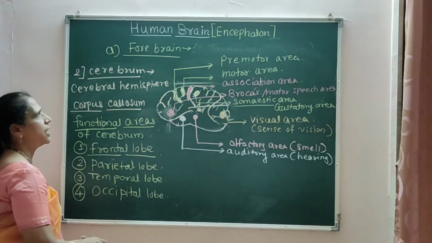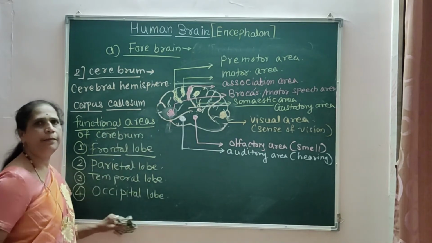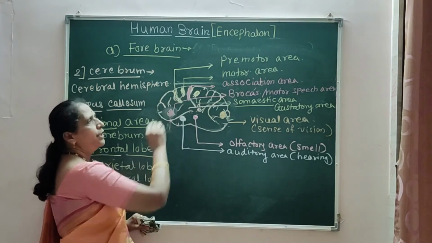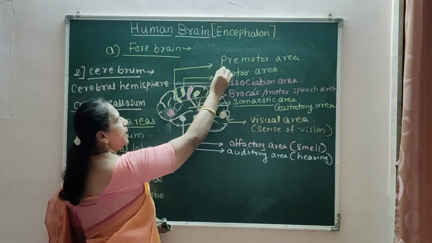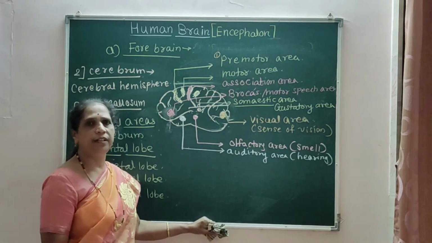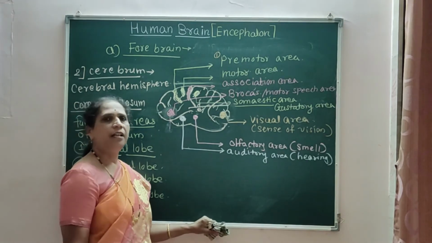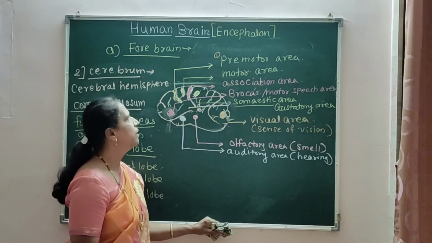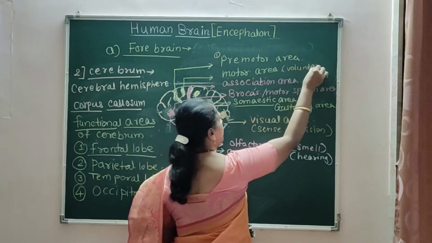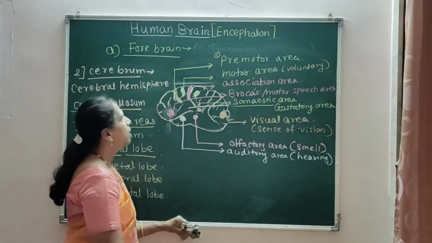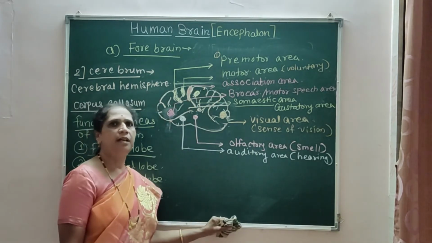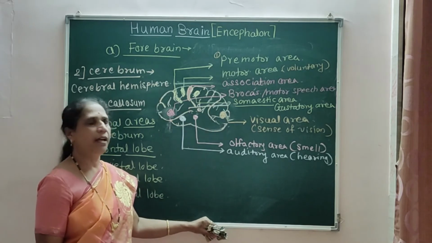So I again repeat these functional areas of the cerebrum. The areas located in the frontal lobe are 4 in number. The first area is the premotor area, concerned with activities like intelligence, thought, memory, etc. The motor area is concerned with voluntary movements; it controls different voluntary movements of our body. Then the association area is concerned with mixed processes, again analysis, thinking, etc.